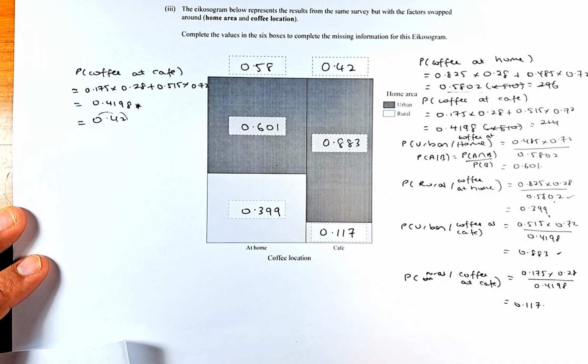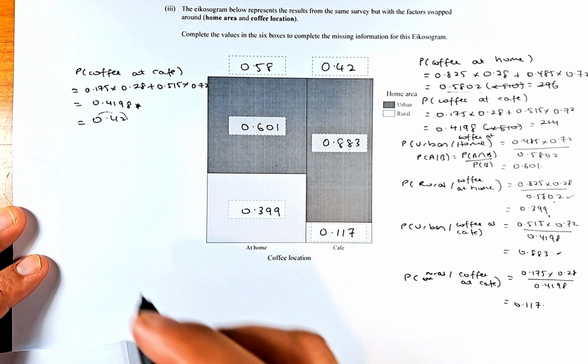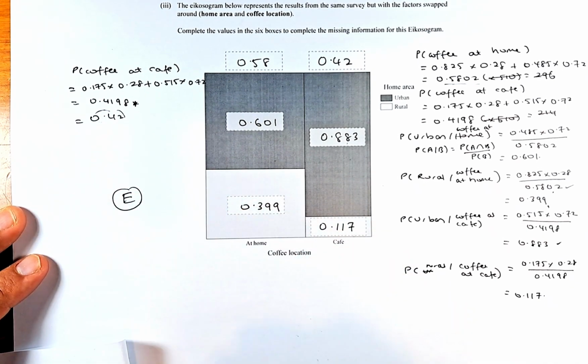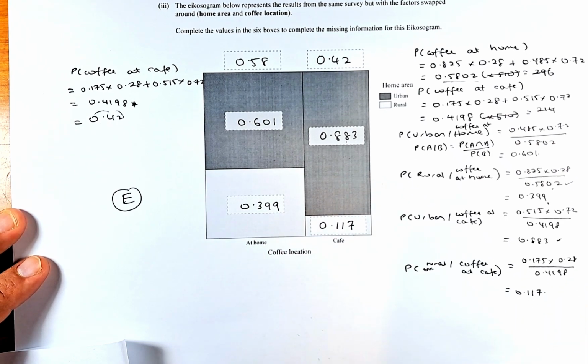So that is how you put in the 6 numbers, and you can do that. That's excellent, even though it's quite complicated. But if you try and understand it, you should be able to get excellent in this paper.